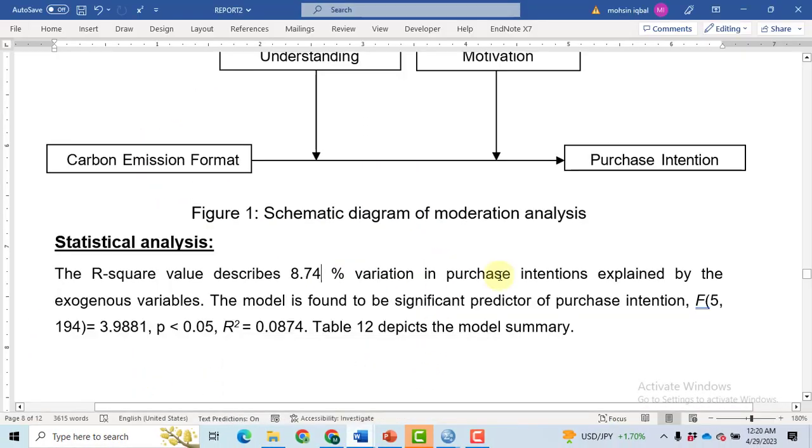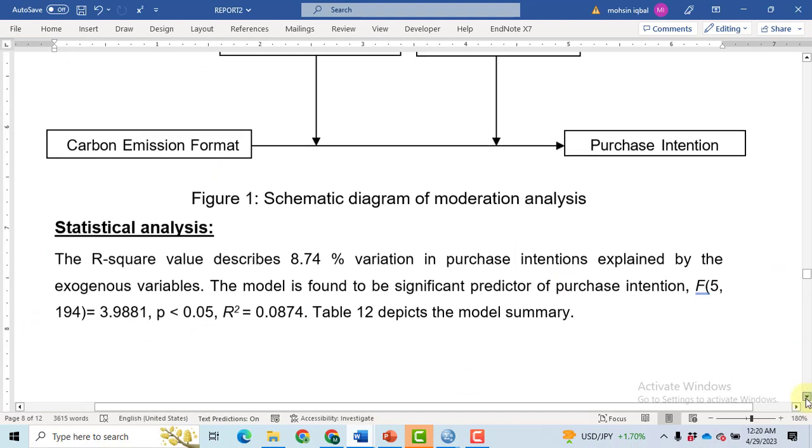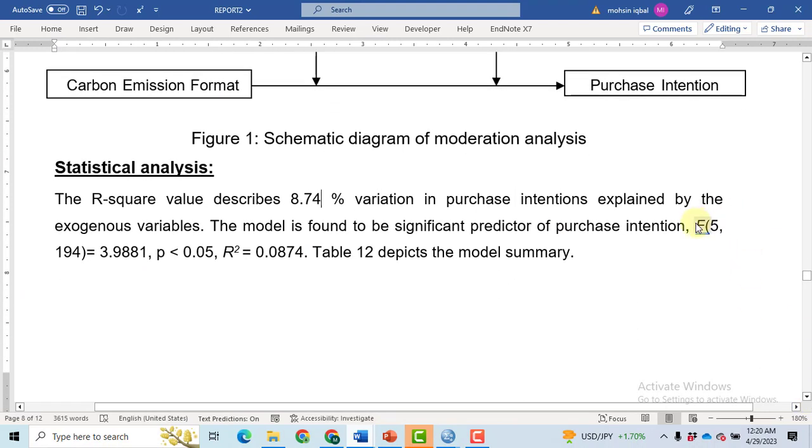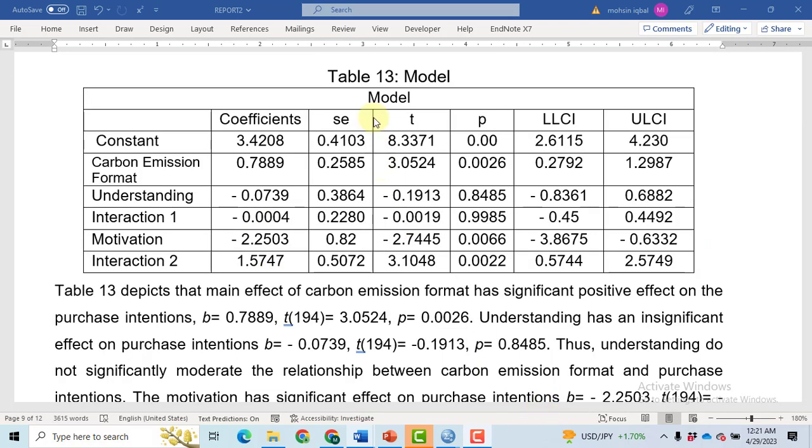So we have picked from there. While you are doing the report writing, you must know where we have to pick these values. F is equal to 3.98. Now this is the F value in the same table. R square is equal to 0.0874. All the results have been formatted in the table. Now I am going to explain it.